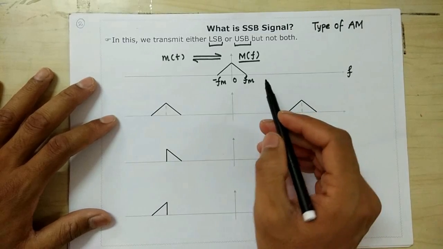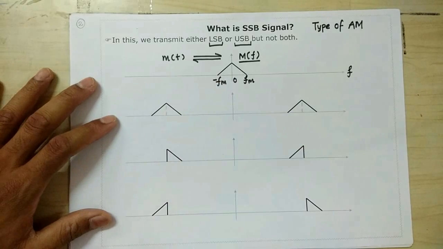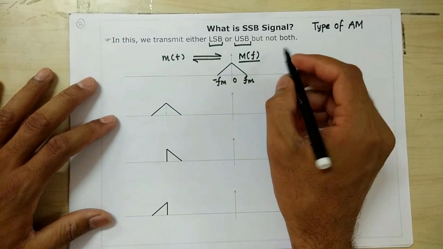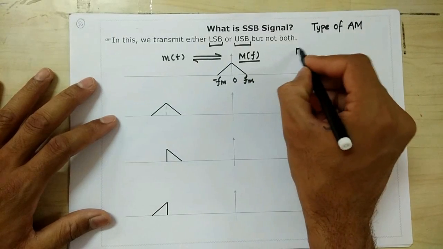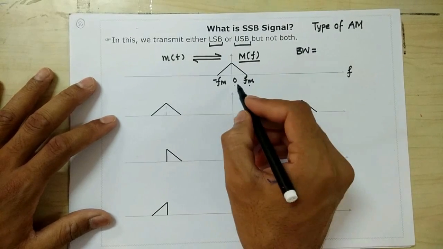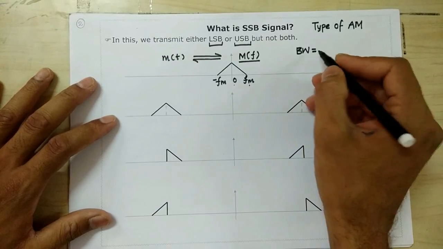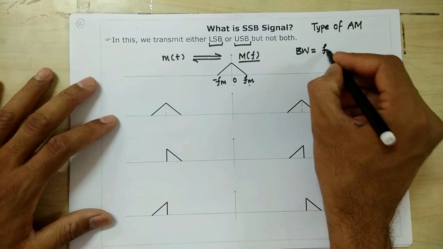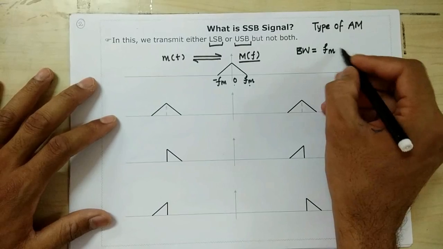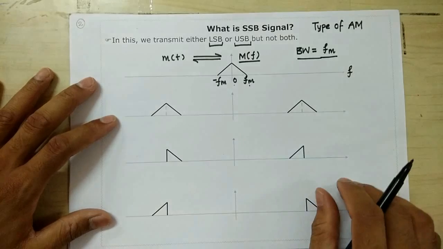First of all, this M(f) is the Fourier transform of m(t), and from this we want to find out the bandwidth of the message signal. The bandwidth of my message signal is from 0 to fm, because we consider positive frequency only in the bandwidth calculation. My message highest frequency is fm, so it is fm minus 0, which is fm. So the bandwidth of my message signal is fm.